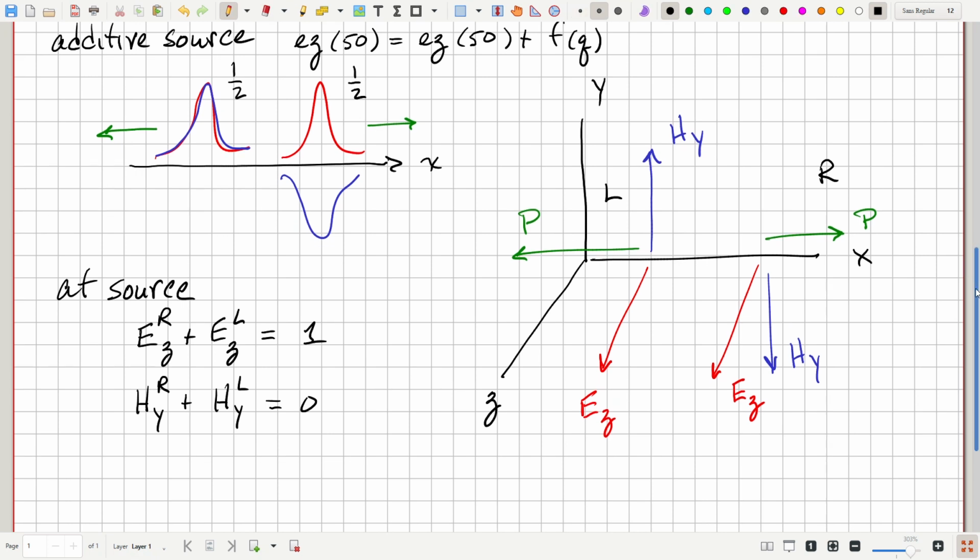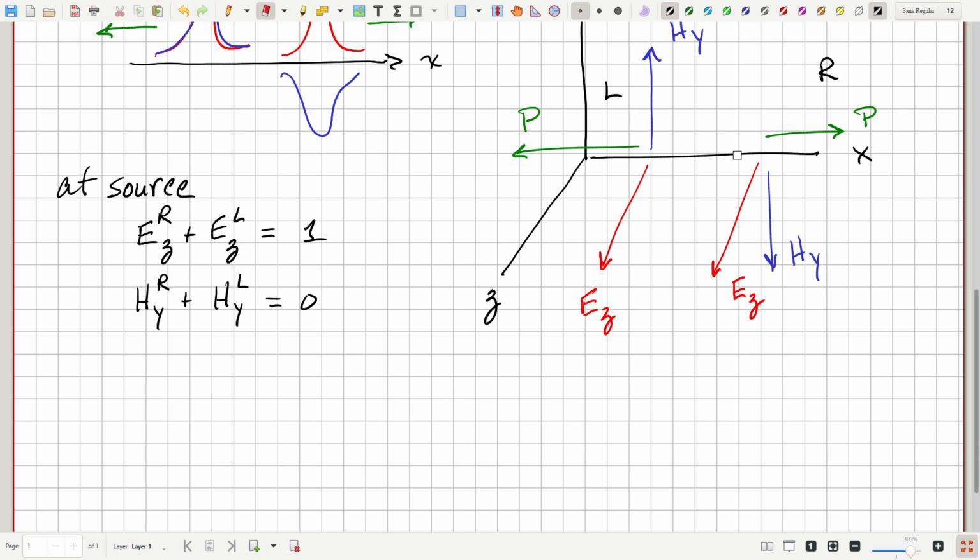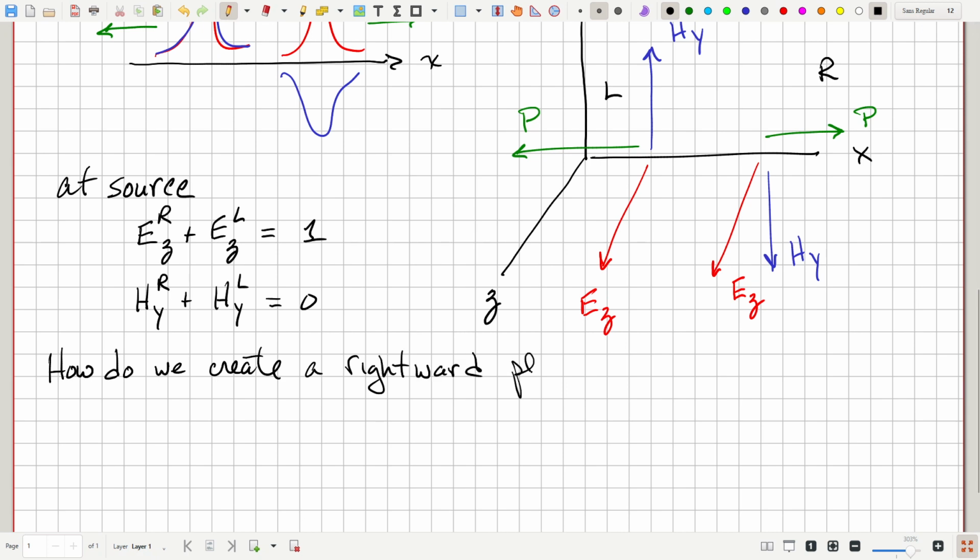But what if we wanted to create a field that only propagated to the right? This is our question. So say a rightward plane wave. Well, just from this illustration here, we're going to have to not only add something into the electric field, but also into the magnetic field. So we create the appropriate components for a plane wave propagating to the right.